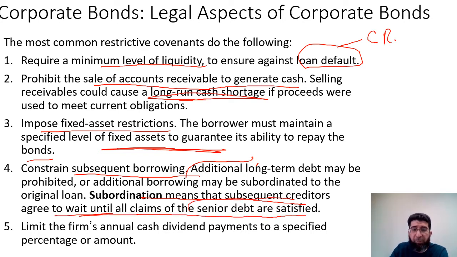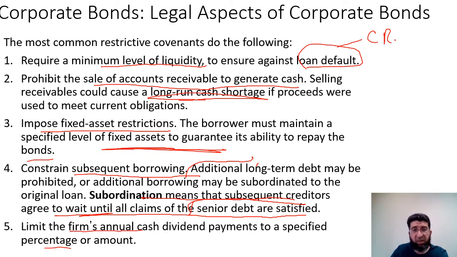Which means if, as a firm, I issue a second series of bonds, my first series investors will agree that in case of a default, the first series bond claims will be satisfied, and only then will the second series debt be paid back. Then we have a limit on the firm's annual cash dividend payments to be a specified percentage or amount.